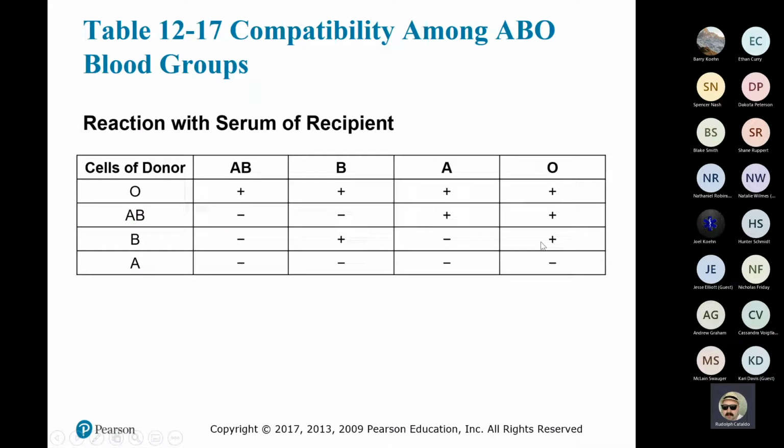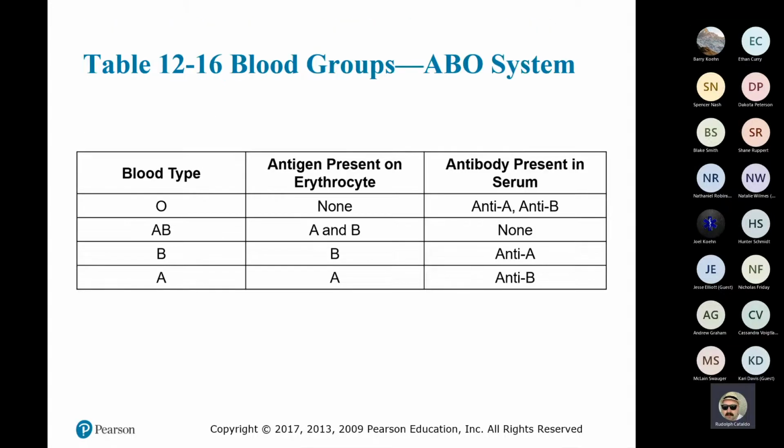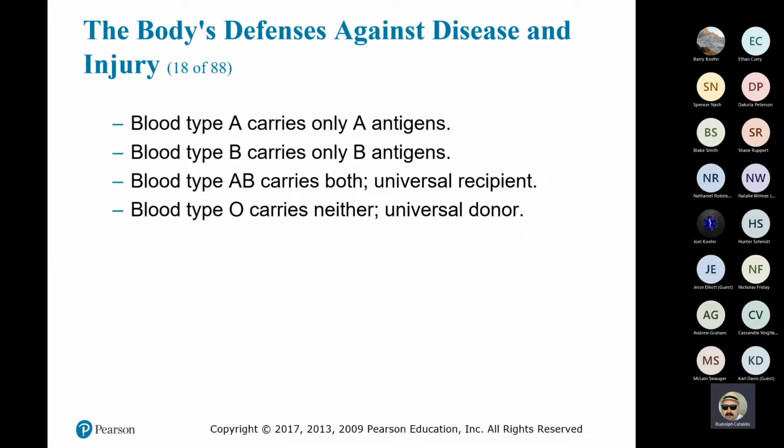All right, where we left off last week was talking about different blood types. We talked about your O, your AB, your B, your A, and how they interact with each other. Obviously O is the universal donor, whereas AB is the universal recipient because it carries both A and B type antigens.